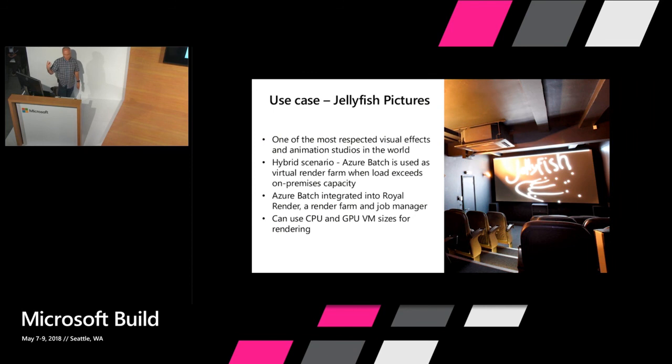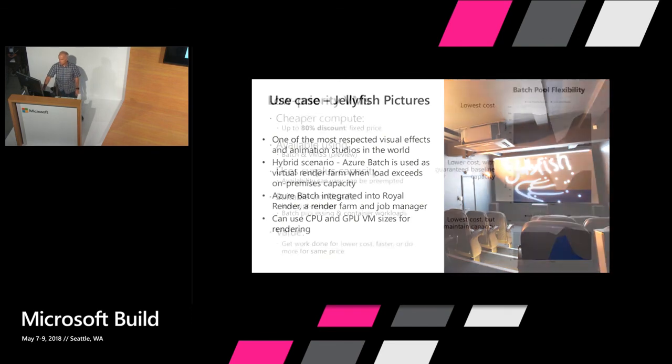One use case is Jellyfish Pictures. They've worked on some really cool Hollywood movies, TV, and so on. They use a hybrid scenario: they have an on-premises cluster, and when they haven't got enough licenses or enough capacity, they burst out to the cloud using Azure Batch. Batch is integrated into the render manager they use, which is Royal Render. They can leverage CPU VMs and GPU VMs.